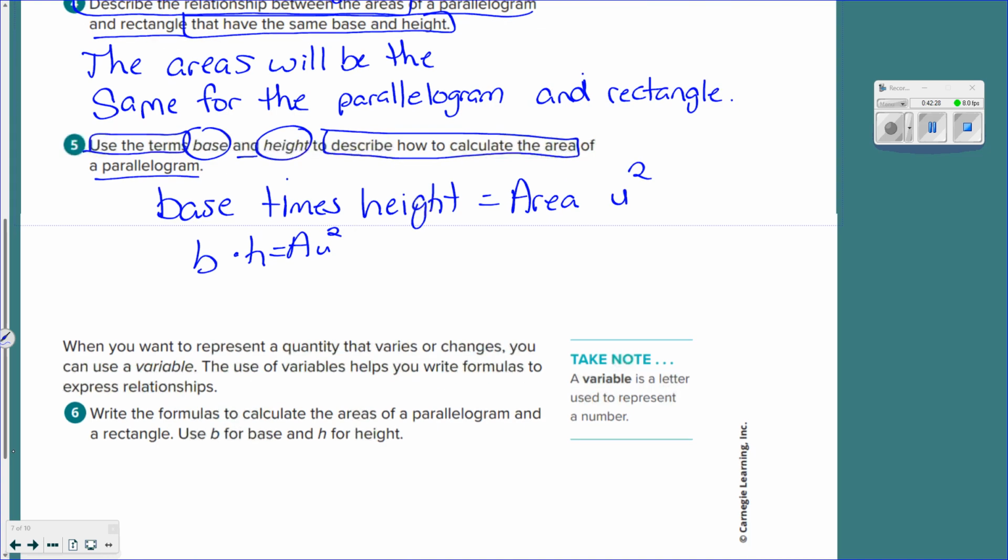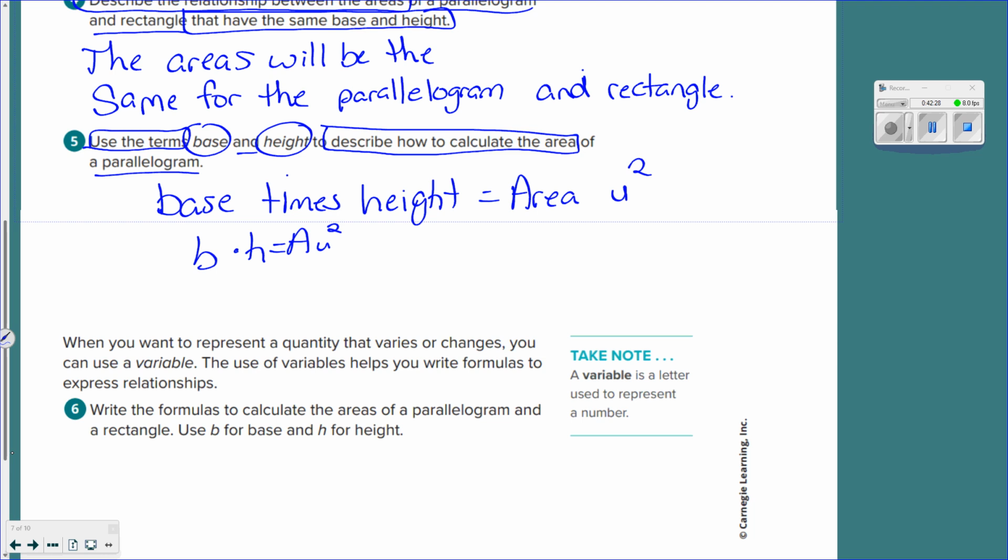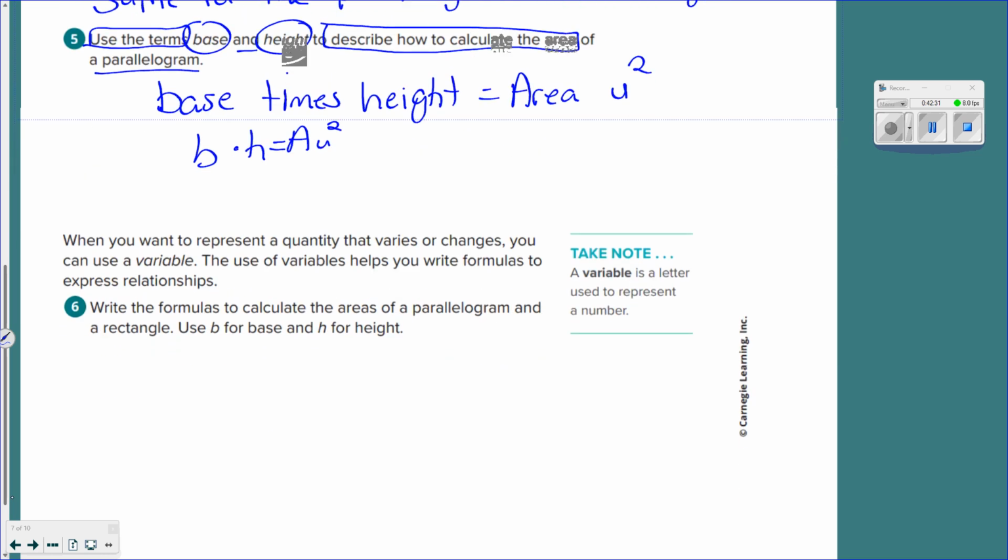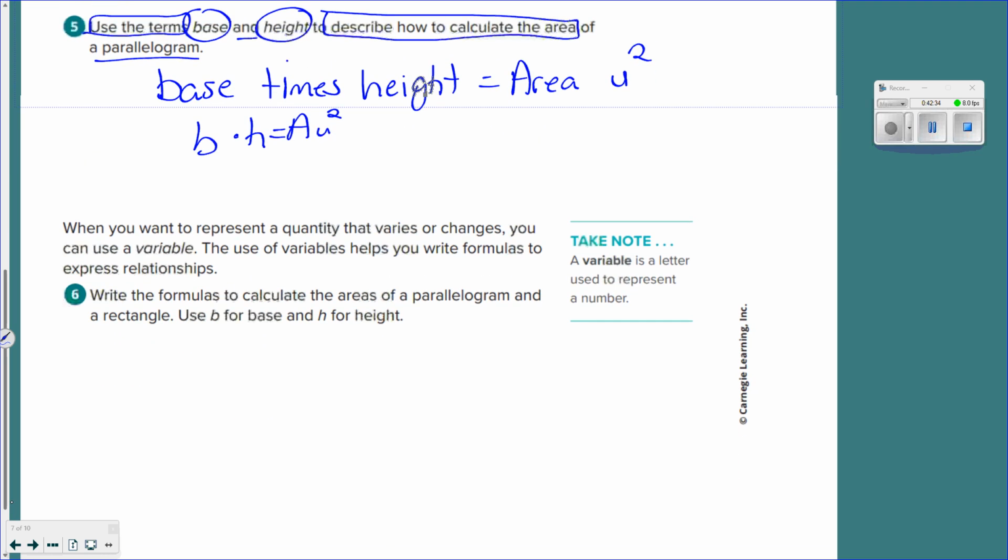All right, when you want to represent a quantity that varies or changes, you can use a variable. So I want you to get this vocabulary definition. A variable is a letter used to represent a number. So now we are throwing the alphabet into our math. The use of variables helps you write formulas and express relationships.